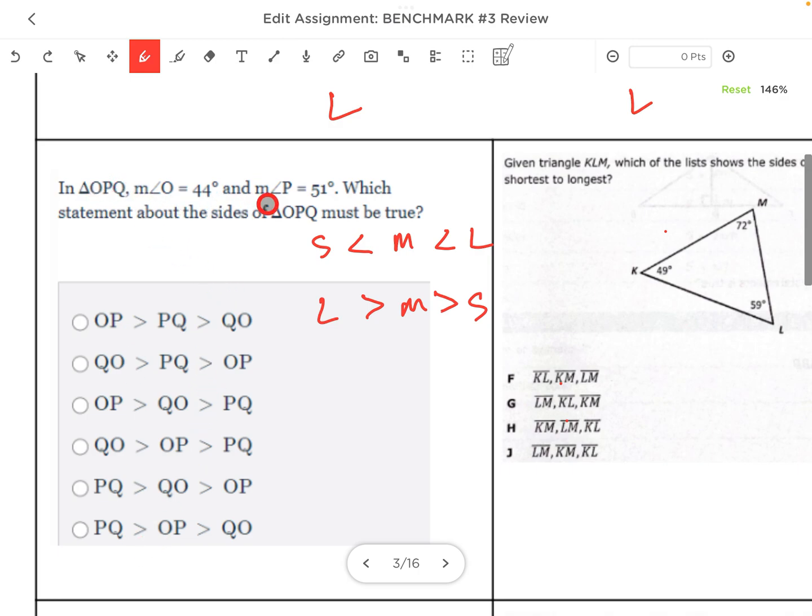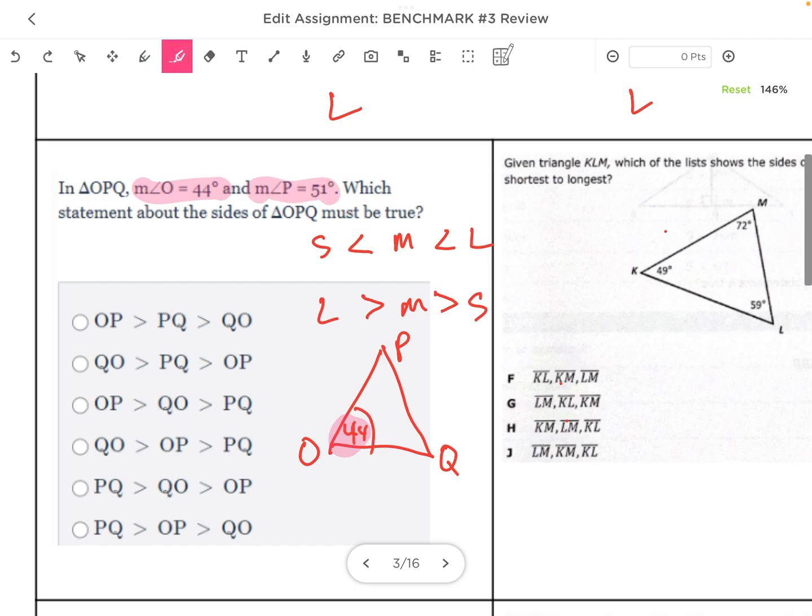All right, so it says in this, which one of these is correct? So we don't have a picture. Let's go and draw one. All right, so we know it's OPQ. It does not matter the order, as long as we just draw it correctly. It says measurement of angle O is 44 degrees. So we'll just say O right over here is 44 degrees. Then it says P is 51. So we're just going to say that's 51. Next, we need to find out how much this last one is.